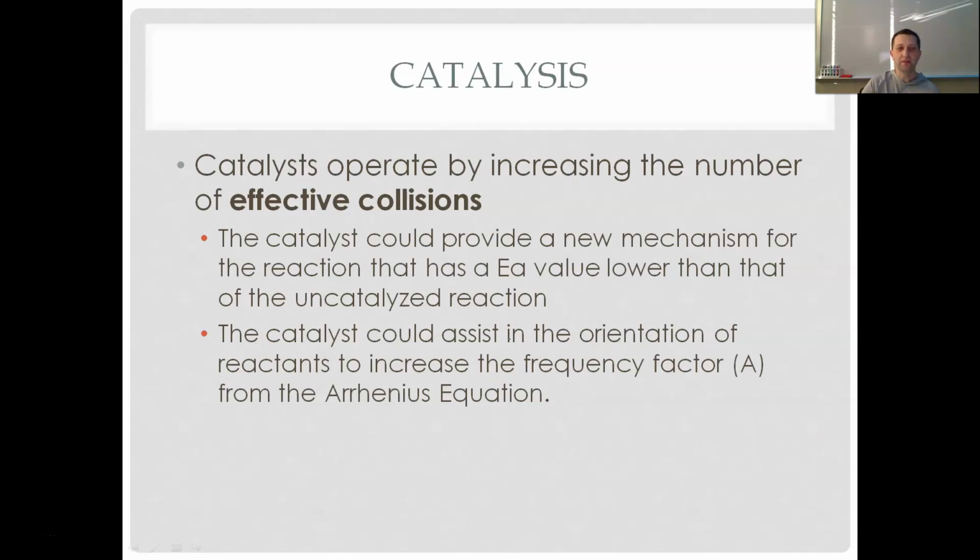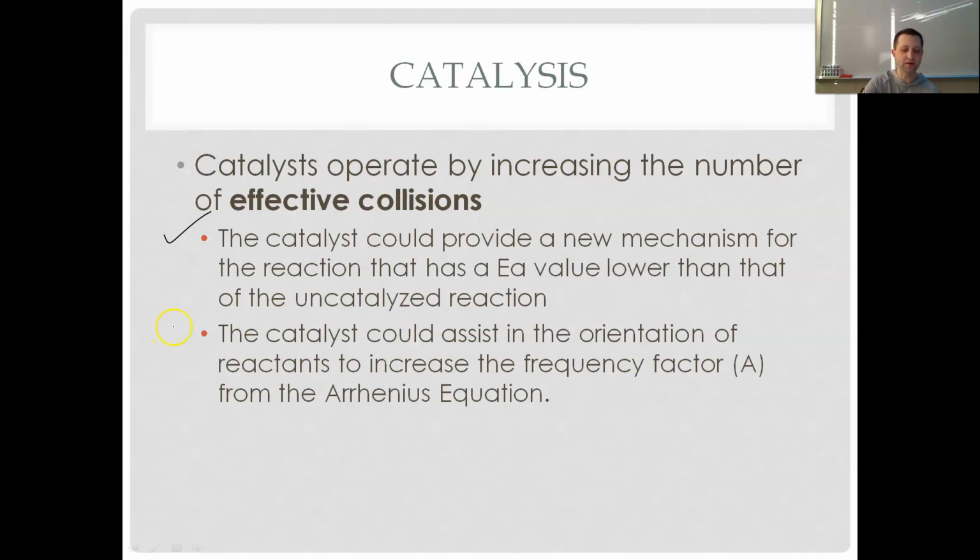Okay. Moving on. Catalysts operate by increasing the number of effective collisions. So how do catalysts lower the activation energy? If you increase the number of effective collisions, then of course the reaction is going to proceed at a faster rate. So a couple of things could happen here. First one, a catalyst could provide a new reaction mechanism altogether for the reaction that has an activation energy lower than that of the uncatalyzed reaction. It's kind of what we looked at earlier. We had our uncatalyzed reaction pathway, and we had our catalyzed reaction pathway with those intermediates and transition states. That's a new reaction mechanism, and that activation energy is lower.